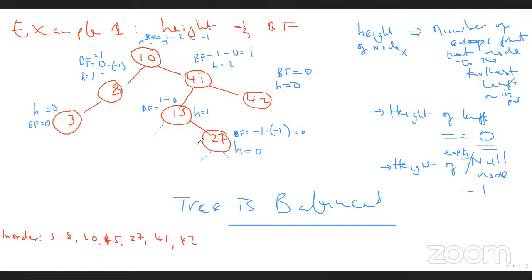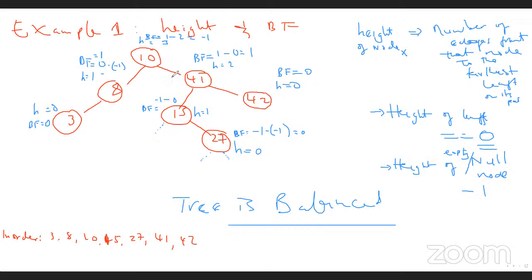So the height at 10 is 3 because, how many edges do we have from 10 to the farthest leaf? The farthest leaf from 10 is 27. So what is the number of edges? On the left-hand side we get 1, 2, and on the right-hand side we get 1, 2, 3. There are 3 edges from 10 to 27, which is the farthest leaf. That's how the height of 10 becomes 3.